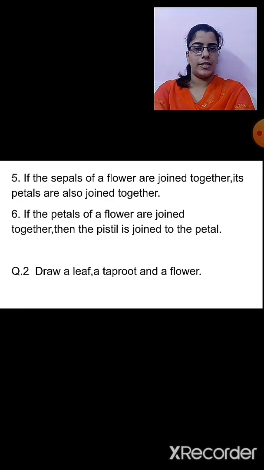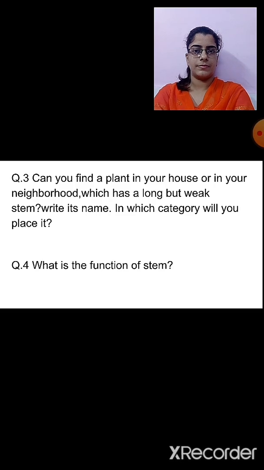Now question number 2 is draw a leaf, a taproot and a flower. We have to draw a leaf, a taproot and a flower. Question number 3. Can you find a plant in your house or in your neighborhood which has a long but a weak stem? Write its name. In which category will you place it? So, can you find the plant in your house or in your neighborhood that has a long but a weak stem?